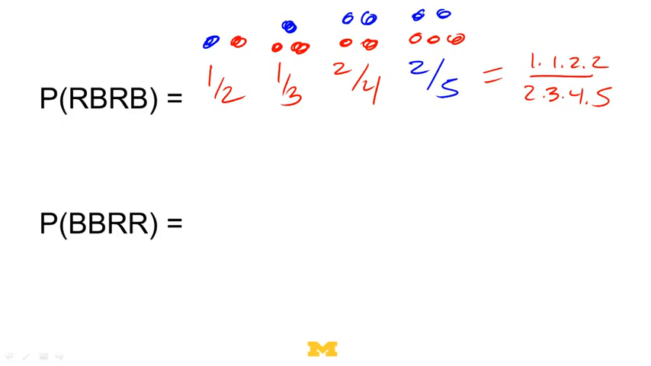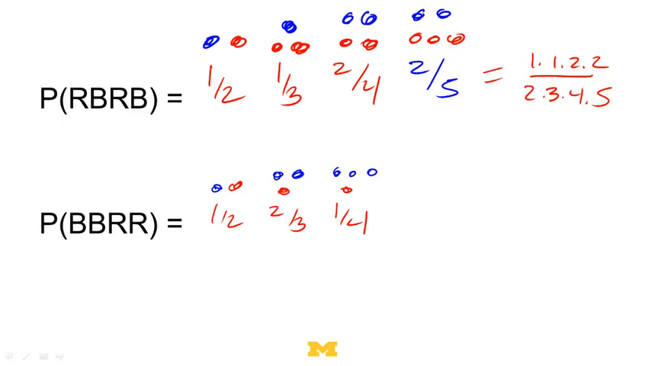Well, let's go down and suppose I pick blue, blue, and then red, red. So if I start out with one blue, one red, the odds of picking a blue ball are 1/2. I pick a blue, so now I've got 2 blue and 1 red. So the odds of picking a blue ball are 2/3. I do pick a blue, so now I've got 3 blue and 1 red. The odds of picking the red ball are 1 out of 4.